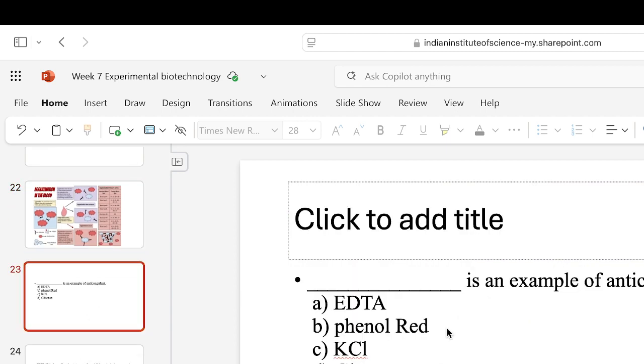Fine. The next question is, which of these is an anticoagulant? EDTA, phenol red, KCl, and glucose. Before you start answering this question, you can first let me know what coagulation is and what are all the chemical species that are involved in coagulation. Is there an ion involved, heme involved, and so on. So we'll start with what coagulation is and then we'll take it from there.